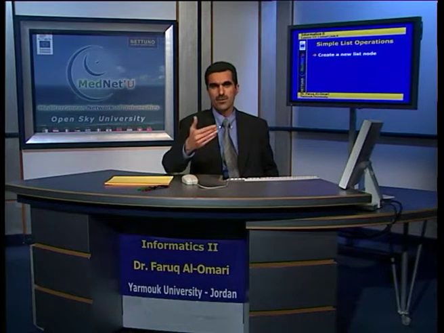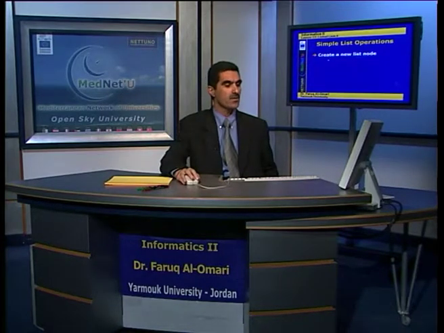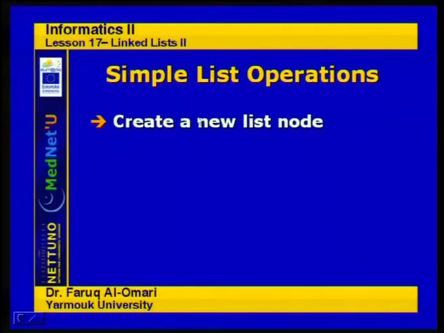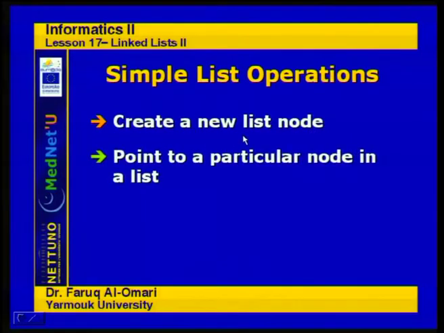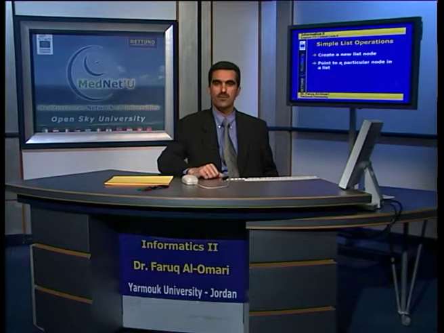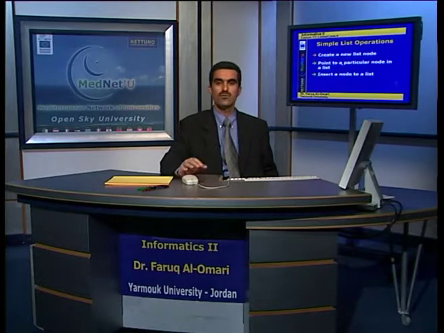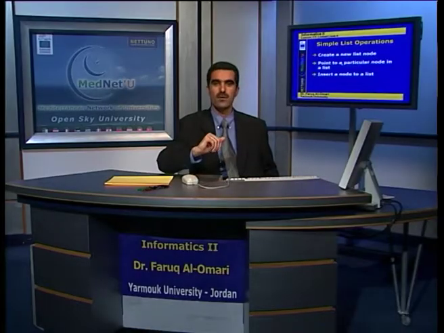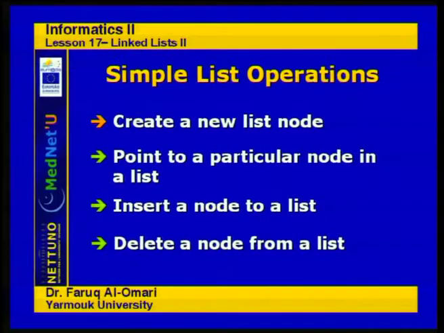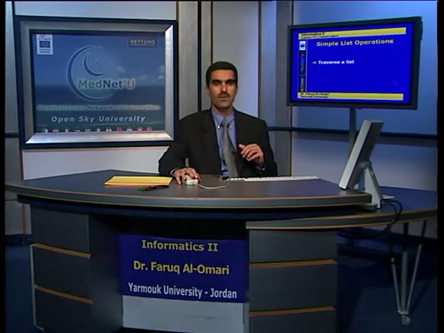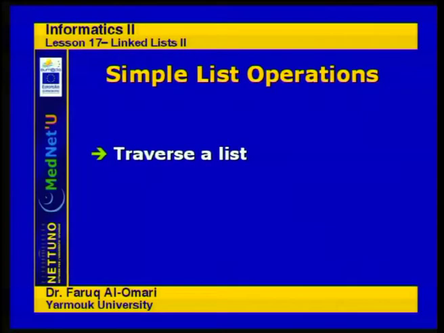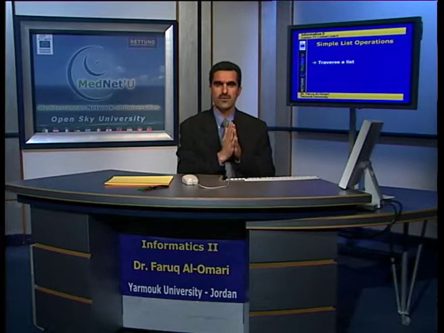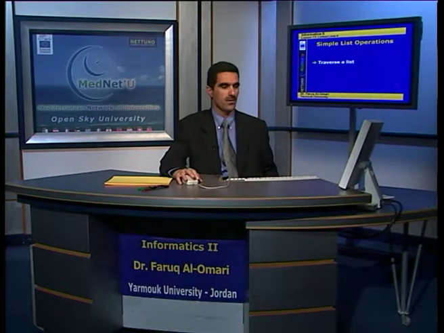Basically, the operation we talked about last time was creating a new list node, and we already did that. Then, what if we want to point to a particular node in the list? We're going to see how to do that this time. How to insert a new node into an existing list. And what if I want to delete a node from a list? And what if I want to traverse the list throughout and do some kind of operation on the nodes as we move along the list?